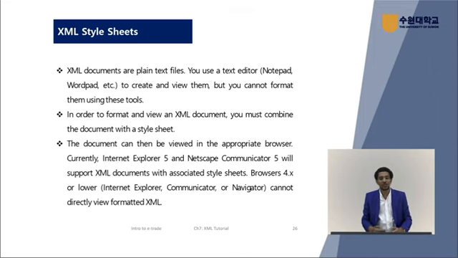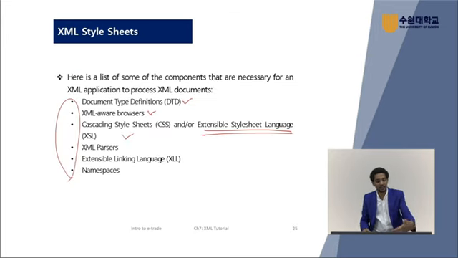So XML documents are plain text files. Then you can use a text editor, a notepad or a wordpad to create and view them, but you cannot format them using these tools, right? As I've said, you can open a notepad, copy the code, or you can type the code, you can execute, you can view them, right? But the problem is you cannot format them using these tools, because we need all this list of components to execute XML documents.